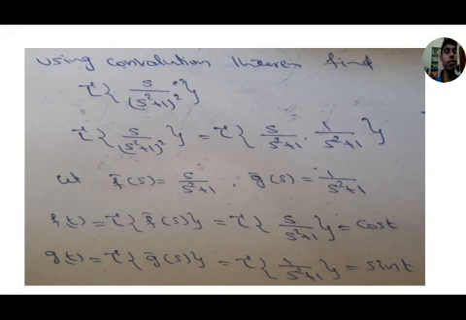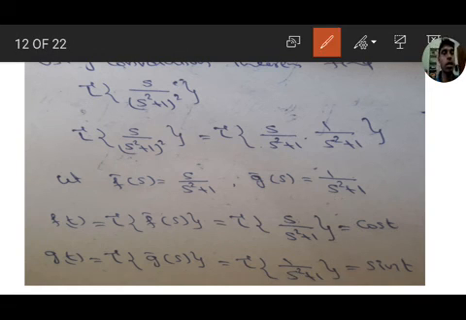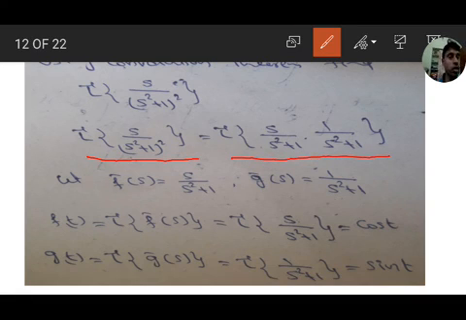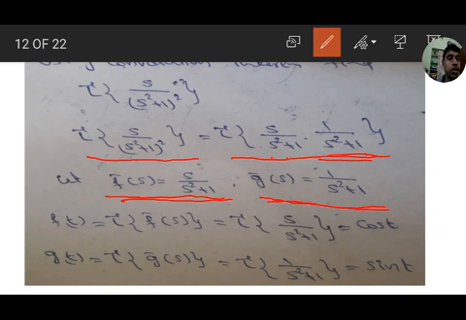Okay, that is L inverse of s by s square plus 1 whole square equal to L inverse of, that can be written as s by s square plus 1 into 1 by s square plus 1, a product of two functions. Let f bar s equal to s by s square plus 1. If we compare the two functions, this one is simple, so it is taken as g. So g bar s equal to 1 by s square plus 1.